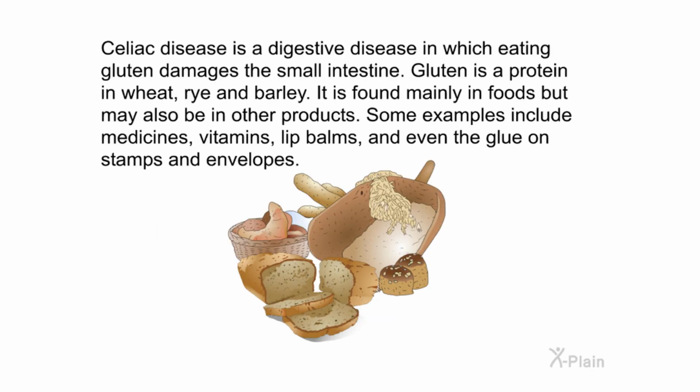Summary. Celiac disease is a digestive disease in which eating gluten damages the small intestine. Gluten is a protein in wheat, rye, and barley. It is found mainly in foods but may also be in other products. Some examples include medicines, vitamins, lip balms, and even the glue on stamps and envelopes.